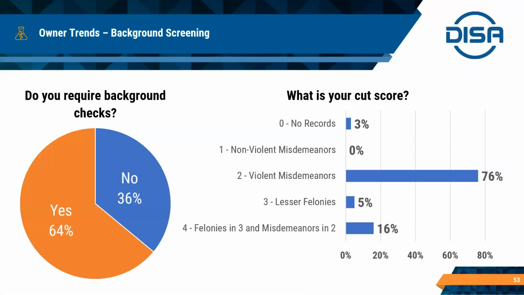64% of the owners said yes. We asked about their cut score, and just as a reminder, a cut score is essentially a way to create that positive or negative similar to drug testing. And so when you select a cut score, what that means is you will allow that number or any of the smaller numbers. So 76% of the survey respondents have a cut score of a level 2, which includes violent misdemeanors. So by having a cut score of a 2, they will accept a 2, a 1, or a 0. A 0 is no records found.